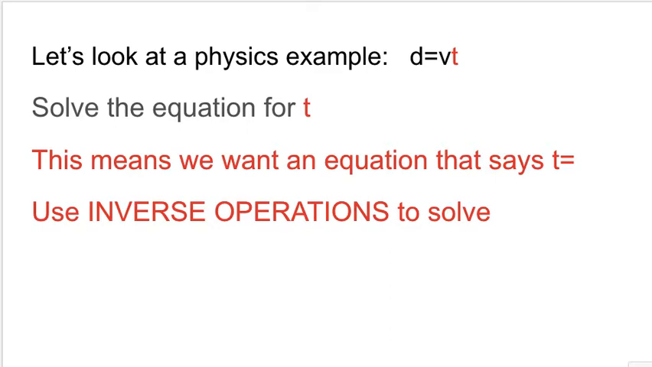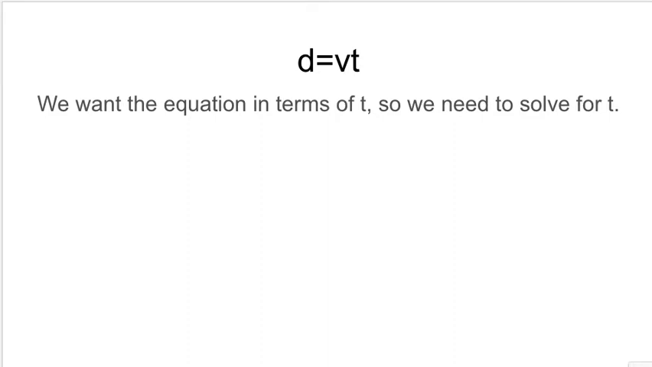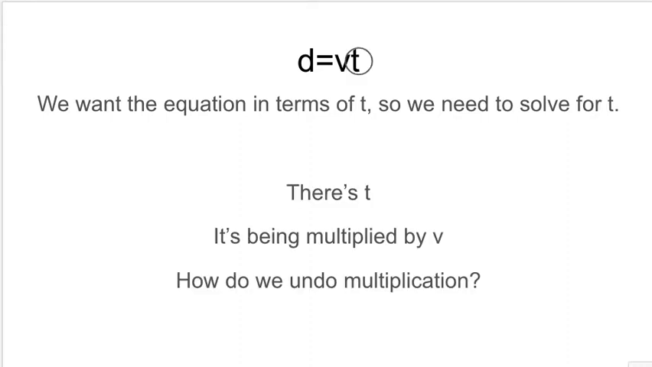Inverse operations, we've done it before. It's just about adding, subtracting, multiplying, and dividing the opposite of what you've got on both sides of the equation until we get what we're looking for. So we're going to solve it for T. D equals VT transferred to T equals something. Here's T, right? It's being multiplied by V. How do we undo that multiplication? Well, we know that the inverse of multiplication is division, so we're going to divide both sides by V.